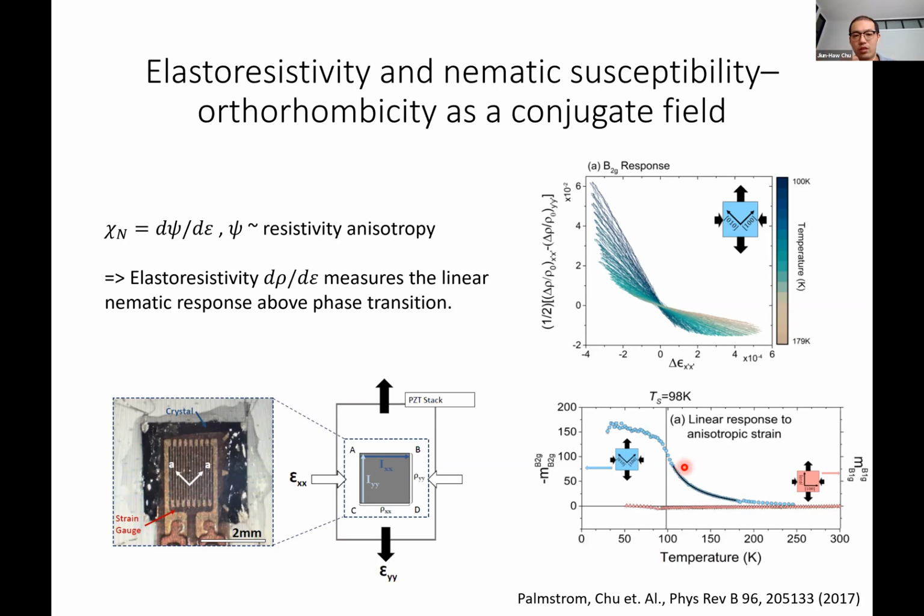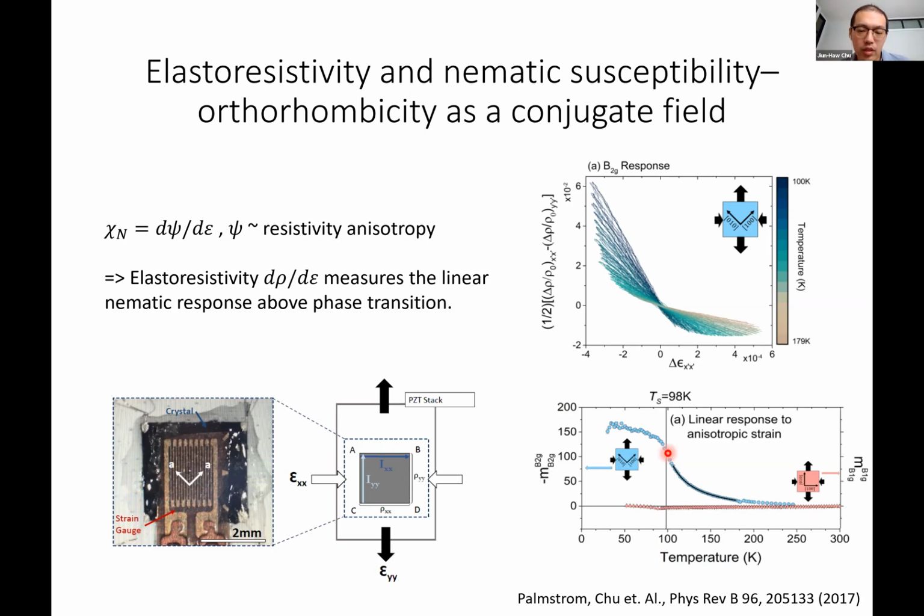And this is just because the lattice is acting like a polarizable medium. Therefore, you don't need to fully diverge your susceptibility in order to reach a phase transition instability. So this is just an important fact about this elastoresistive coefficient, which will be quite helpful when we are discussing the spontaneous elastoresistive coefficient in the later part of this talk.